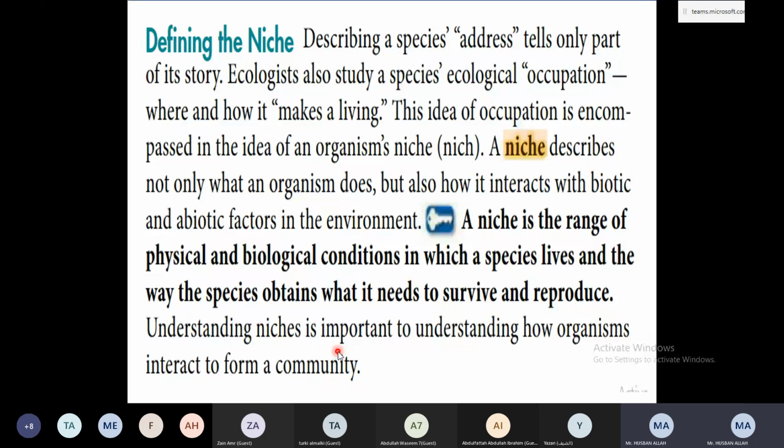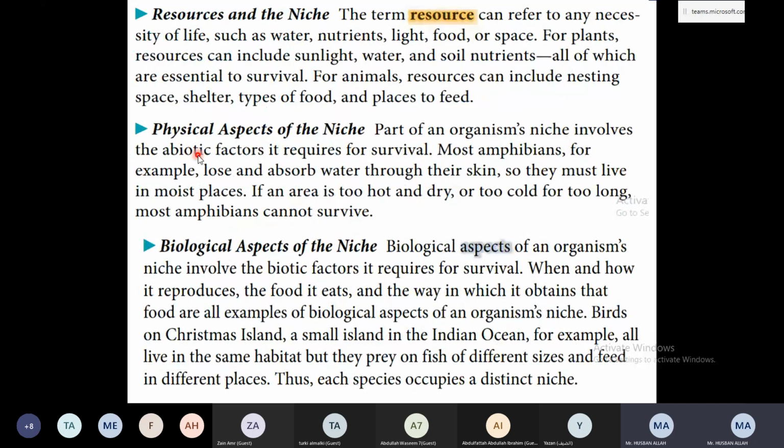Okay. The next point which we are going to discuss is about resources and the niches. The term resources can refer to any necessities of life such as water, nutrients, light, food, or space. Resources mean the requirements of life which are present in the niche, in the surrounding. So it will contain water, nutrients, light, food, or shelter, meaning space.